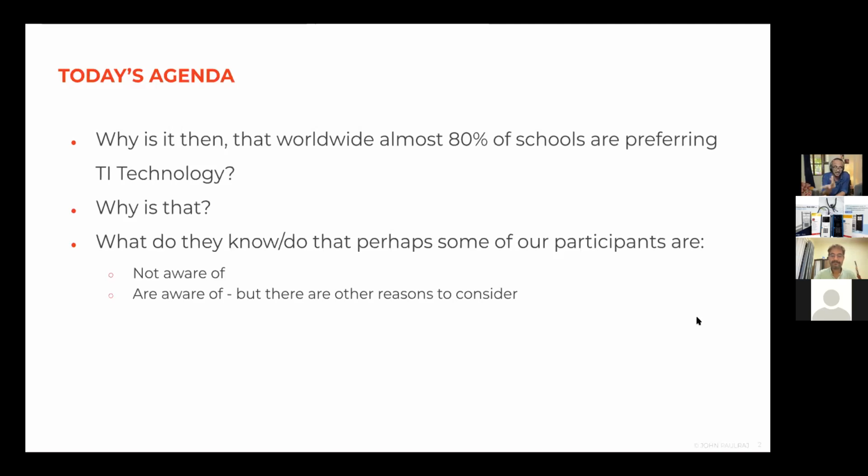Speaking of sliders, I recently used it in an IGCSE 0607 class just to investigate the transformations of functions, a sine bx minus c plus d. So even in those places you can put the sliders and allow kids to work around the sliders and come to that. So here comes my second part, that there are members of our participants today who are aware of these features, but there are other reasons to consider.